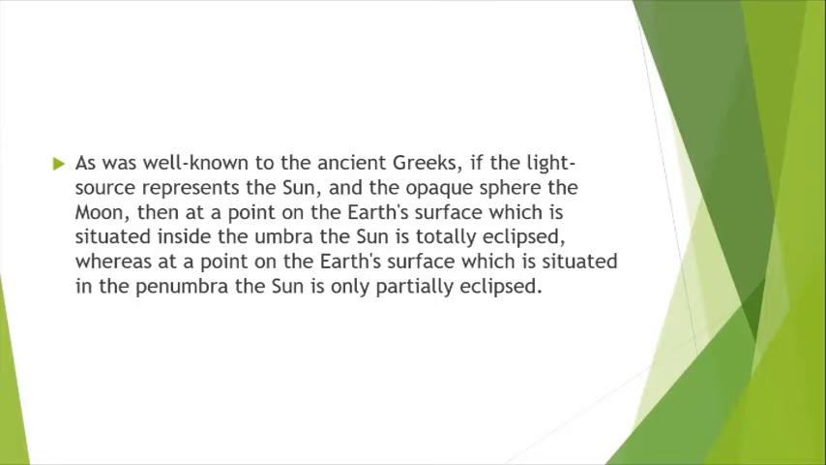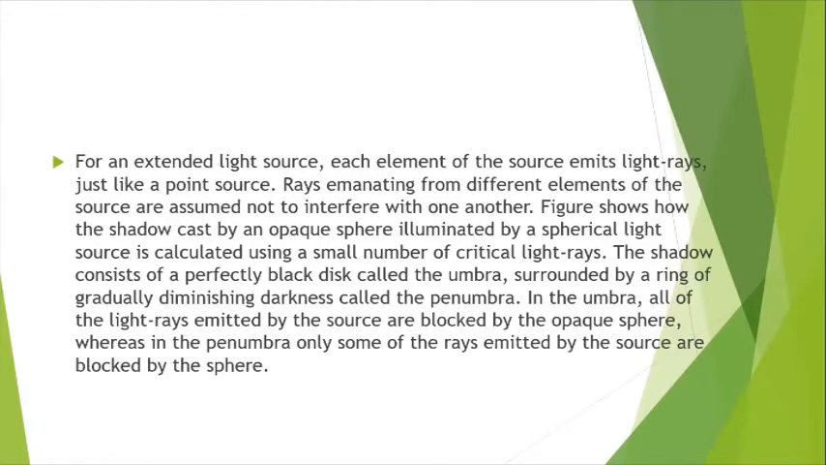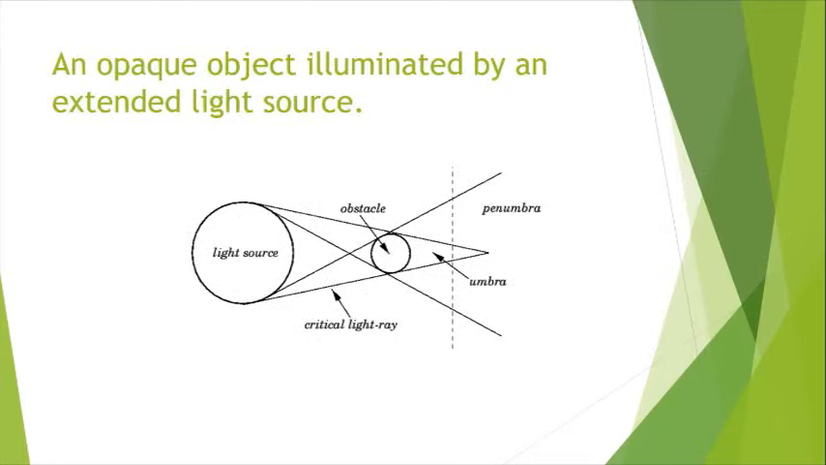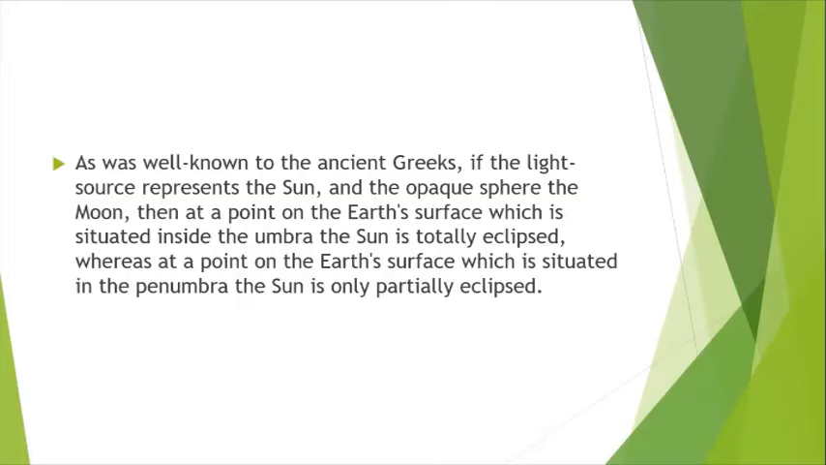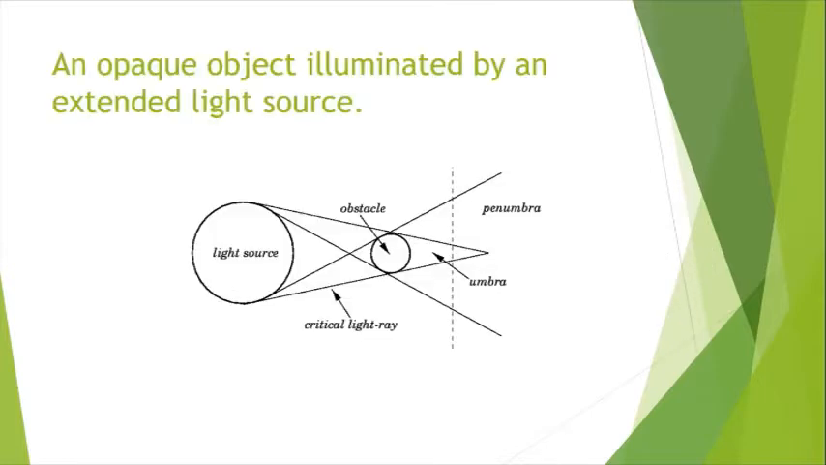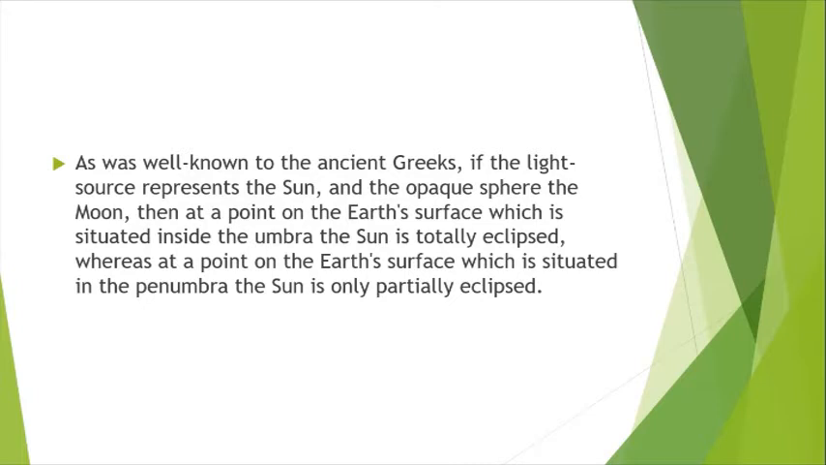Next, as well known to the ancient Greeks, if the light source represents the sun and the opaque sphere the moon, then a point of the Earth's surface which is situated inside the umbra, the sun is totally eclipsed. Okay, ganito rin yung representation. Kung ang light source natin is yung sun, sobrang laki niya, then yung opaque sphere naman, yung nakaharang, is yung moon. Kaya nangyayari is nagkakaroon ng total eclipse or naharangan yung light source.